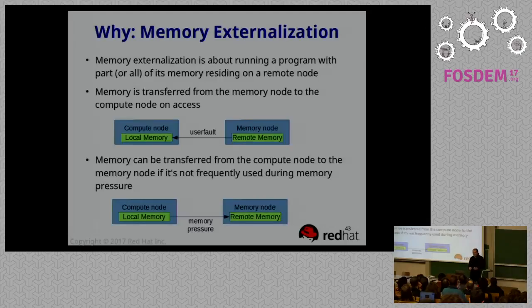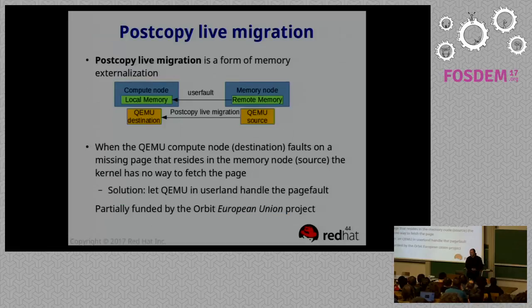So the last thing, and I have 3 minutes for this one, is memory externalization. Memory externalization is a concept where you effectively put memory of where you are computing in a different computer. So it's not swapping, it's literally giving up the memory to somebody else while the program is running. And when the program runs and touches the memory you dropped from your computer, in theory you should do what they call userfault, and the userfault will bring the memory back into your local memory so you can keep the computation.